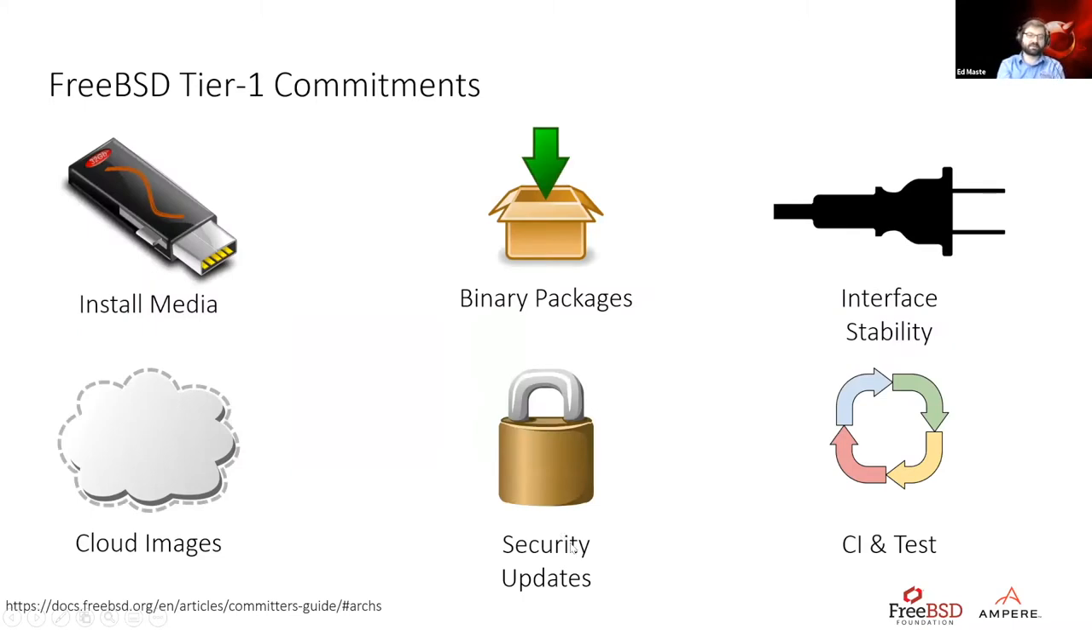And so what does tier one mean in the FreeBSD context? Basically, the tier one status is a number of commitments that the project makes to users of that architecture. It's also an implicit statement about the quality and stability of the architecture, but specifically it means things like we provide install media and pre-built cloud images with our release engineering process. It means that binary packages are available for the architecture in our package collection. We provide security updates, both in security advisories and security updates in source and binary update form. Kernel and user interfaces are stable, so you can use a binary that was compiled for an older version of a tier one architecture on the latest release. And it's included in our continuous integration and testing environments. And so all of these things are true for FreeBSD ARM64 today.